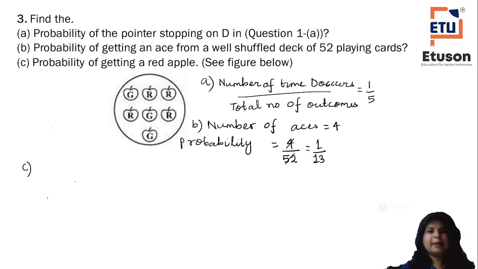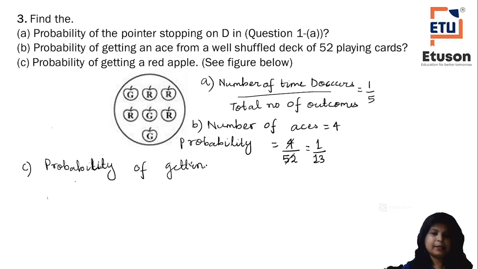So you have red apples and green apples together. Red apples are indicated by R and green apples are indicated by G. How many red apples can you see? You can see 4 written there. So what will the probability of getting a red apple be? The probability of getting a red apple is equal to how much?